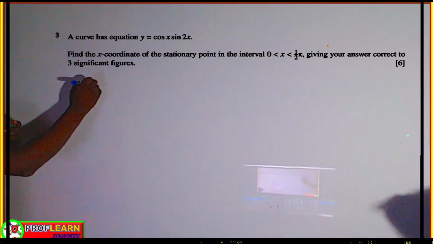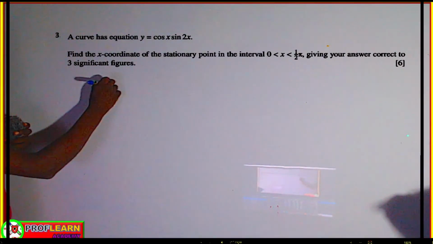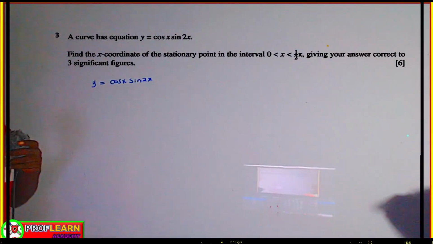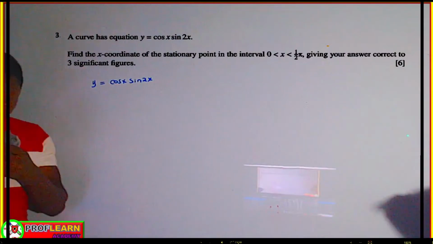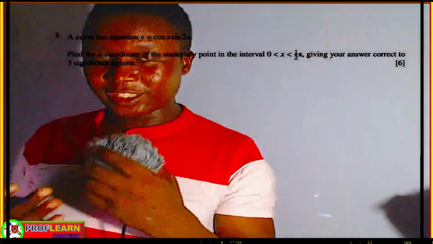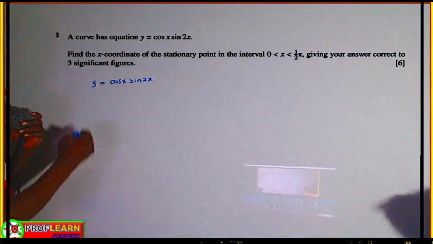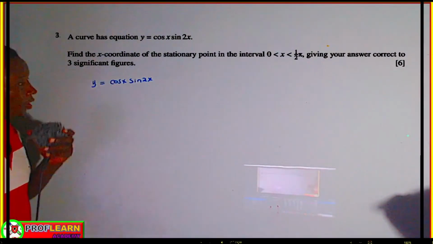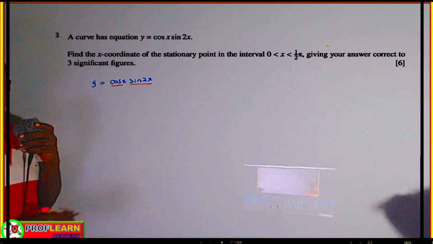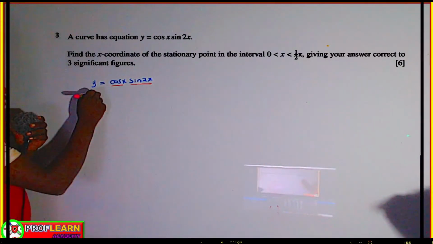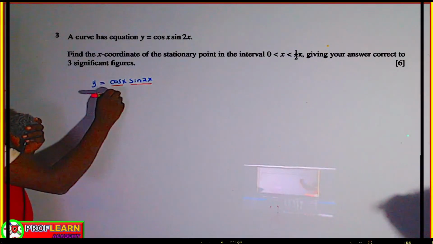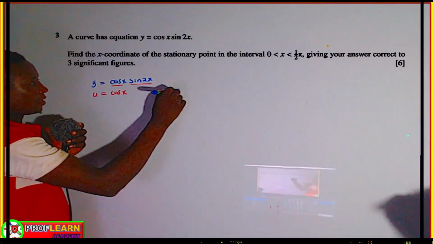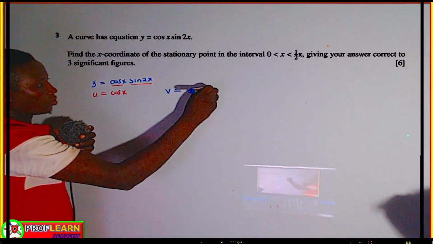So we are going to write the equation the way it is. We are told y is equal to cos x sine 2x. Now we're supposed to find the stationary point. At the stationary point dy/dx is actually 0, so we are going to differentiate this, and we shall use the product rule because we have two functions multiplied together. So we can say our u is equal to cos x, and our v is equal to sine 2x.